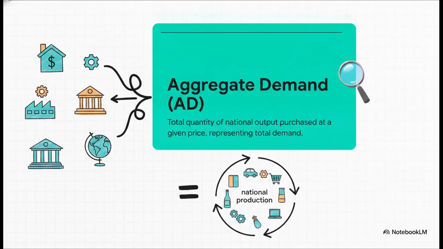So, you see, aggregate demand isn't just some vague theoretical concept you only read about in textbooks. It is the literal mathematical sum of all purchases made across an entire nation at a given price level. It's the combined spending power of households, businesses, the government, and foreign buyers. That is what physically turns the gears of national production.